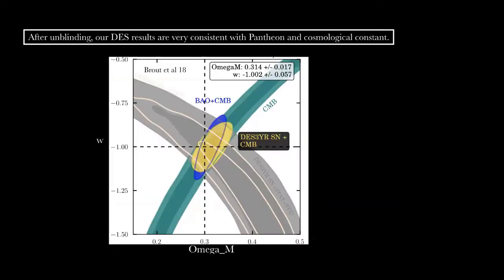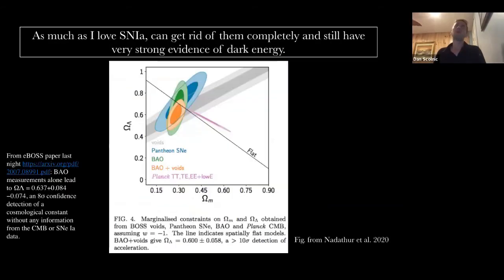Yeah. Okay. All right. Now, I want to make maybe the most critical point in this talk, which is my career is based on type Ia supernovae. That's what I do my measurements from. But you could totally remove supernovae, and you still have very strong evidence of dark energy.